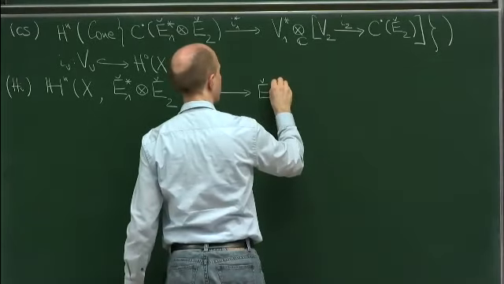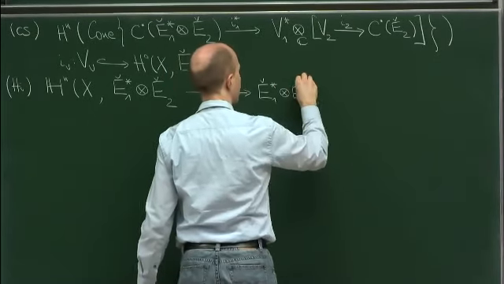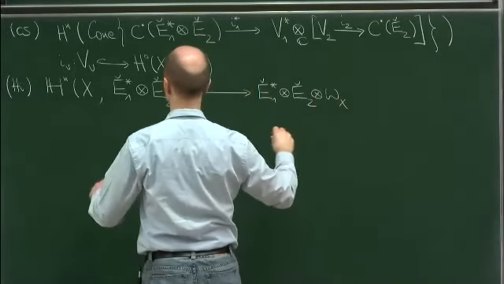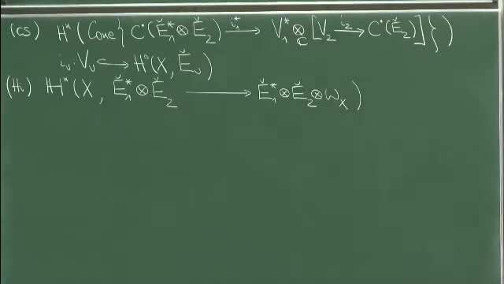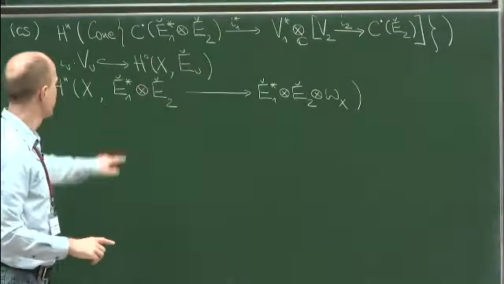Check dual tensor E2 check tensor omega X. And the morphism between these two: there are two morphisms between these two bundles, namely the ones induced by the two Higgs fields. And what you take here is the difference of these.